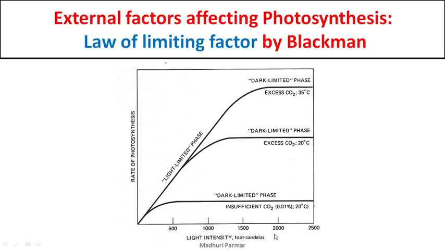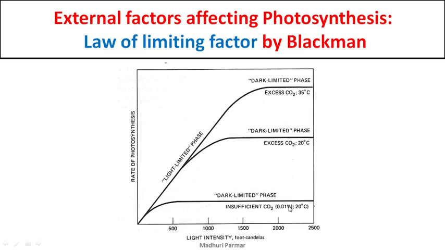Okay, the light intensity is proper. You keep on increasing the light intensity. Even the temperature is okay, but the carbon dioxide level has become limiting. Okay, so here carbon dioxide is insufficient or limiting, 0.01. Now, what do you do to overcome this?